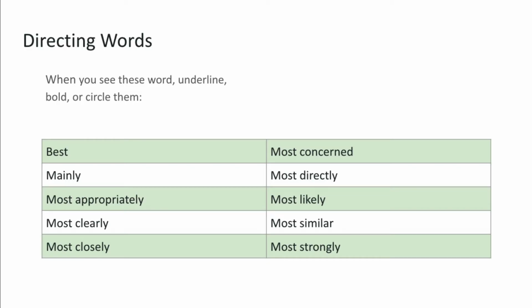So we're looking for best, mainly, most appropriately, most clearly, most closely, most concerned, most directly, most likely, most similar, most strongly. We're looking for these words. When you see them, highlight them, underline them, circle them, do whatever it is that you need to do to direct your attention to them.